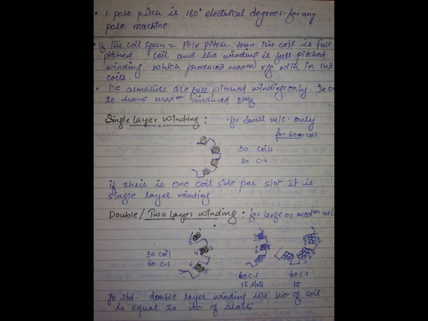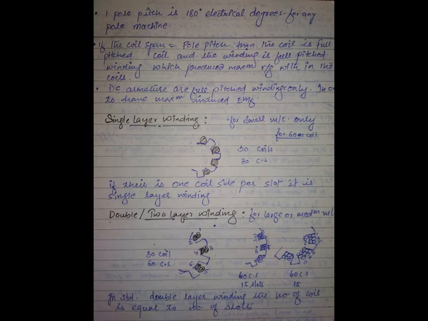Front pitch: the number of conductors spanned by one coil at the front end of the armature.